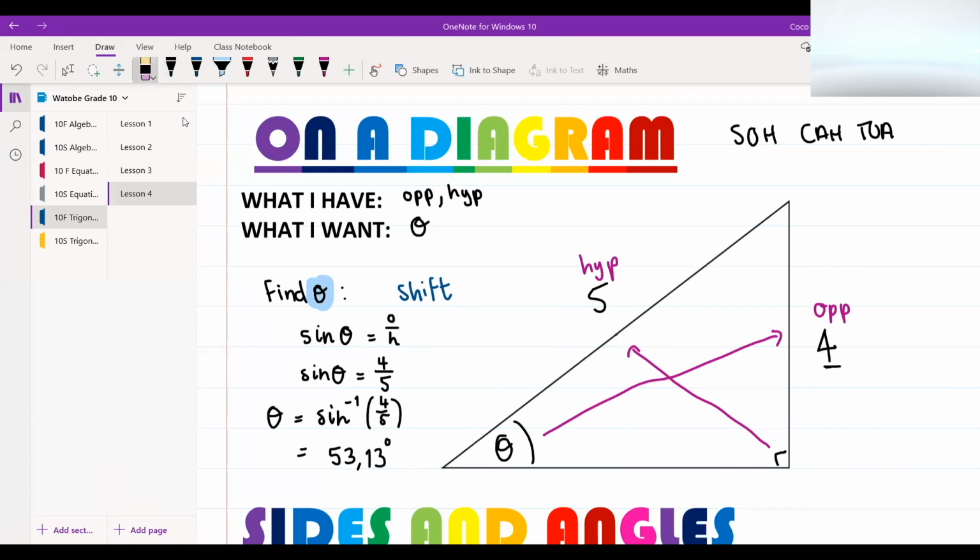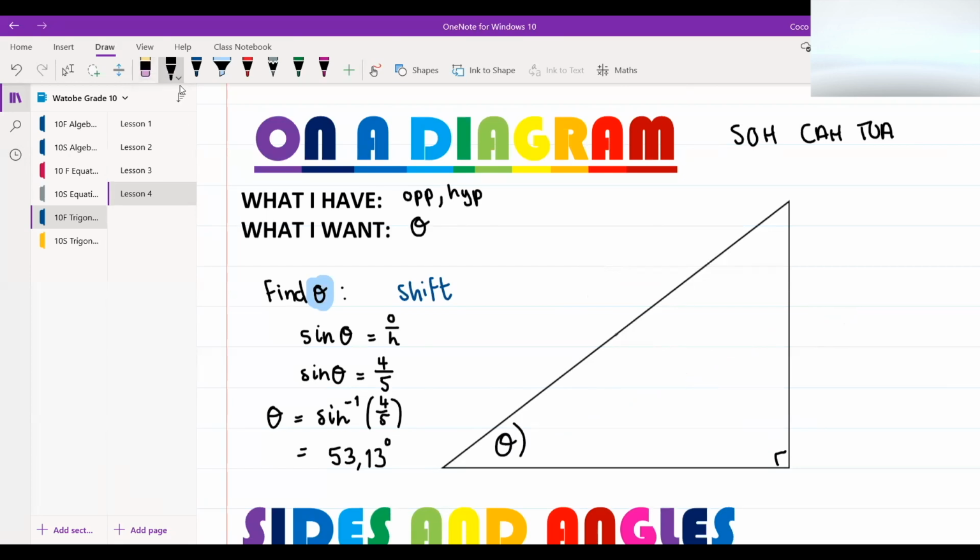For the shift sine cos tan thingamabob, when you're writing sine theta is equal to O over H, is that your statement? Yes. You can skip this part and go straight to the sine of theta is 4 over 5, but write it in so that you remember what you're doing. It does help to remember.